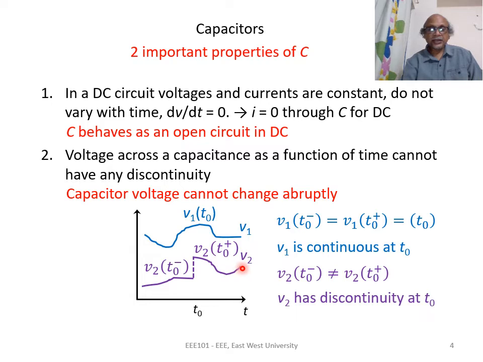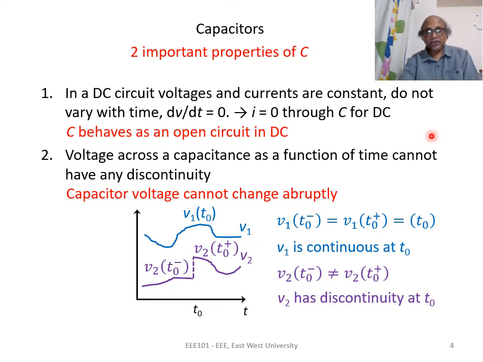This t naught minus and t naught plus can also be viewed as times where t naught minus is just to the left of t naught and t naught plus is just to the right of t naught. If the voltage values at these two times are different, there is a discontinuity in the voltage at that time. The second property states that the capacitance voltage cannot have such discontinuities. So this V2 is not an acceptable voltage for a capacitor, whereas V1 is an acceptable voltage.